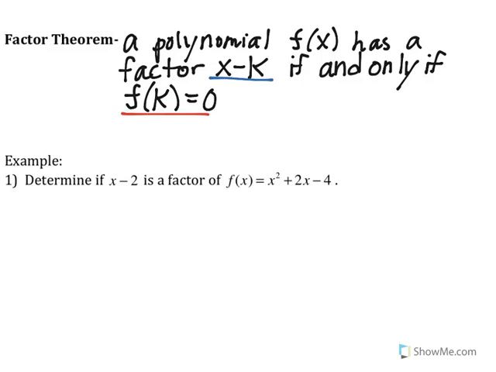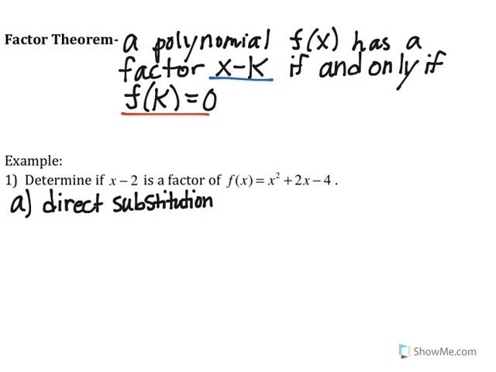be 0. So in our first example, it says determine if x minus 2 is a factor of f of x equals x squared plus 2x minus 4. One way to do this is by direct substitution. And the other way to do it is by synthetic division. So we're going to do both.